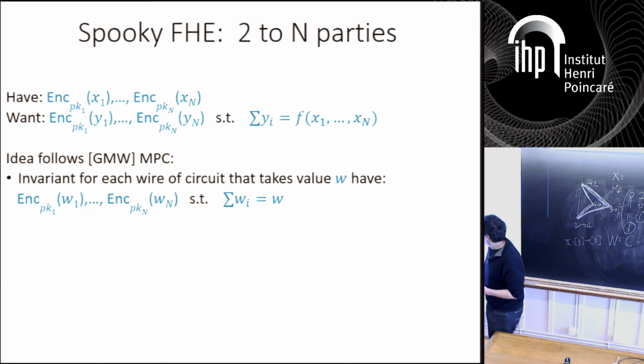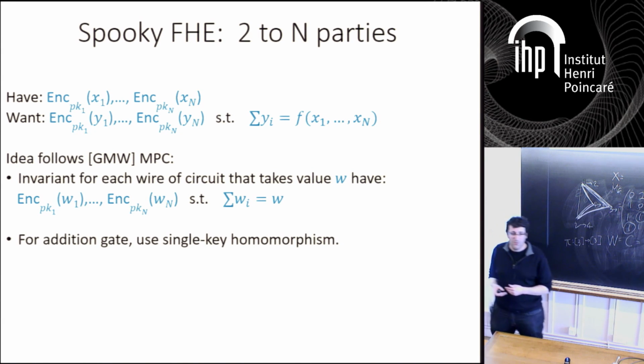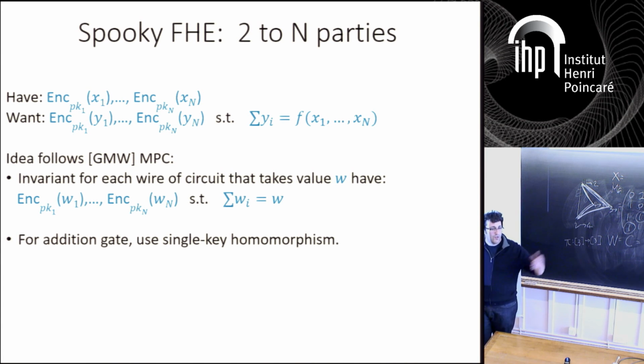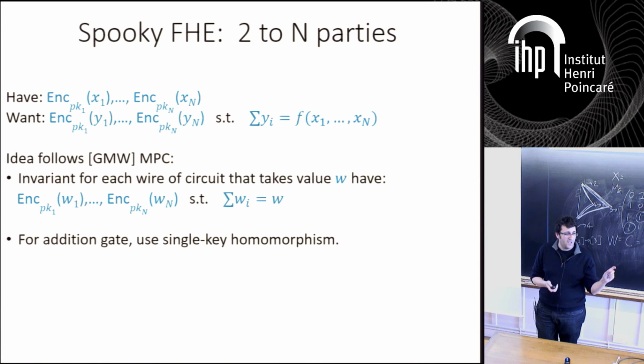Now if I have an addition gate that I'm trying to compute, here's one property I want of this encryption scheme: that it's at least additively homomorphic for a single key. So single key additive homomorphism, I can do that. I'm just going to take the two vectors of ciphertexts and add them component-wise. So that lets me compute an addition gate.